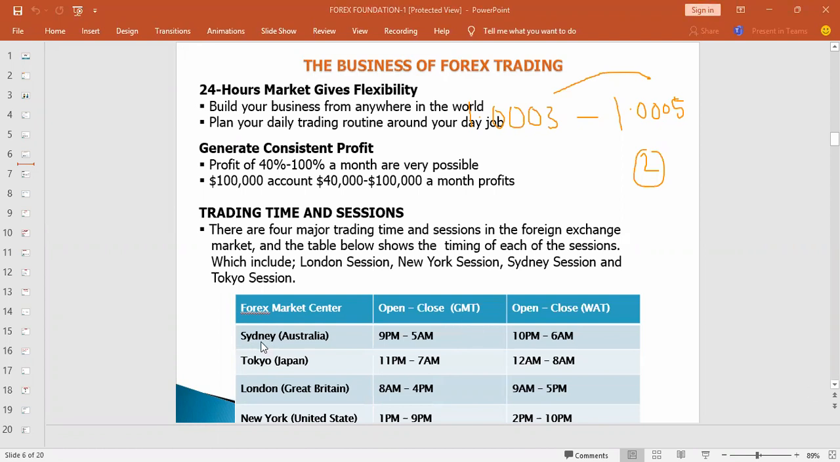Right around this place, you will see that we have the AUD Sydney session, which starts from 9 p.m. to 5 a.m. GMT. During this period, this is when you will see the AUD pairs move very well. It's more active during this session than during other sessions. Let's make an example right here. Let's say AUD USD.